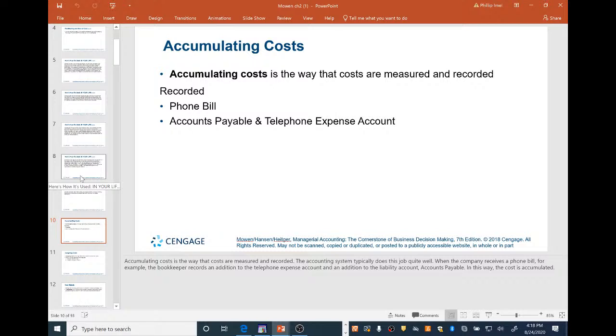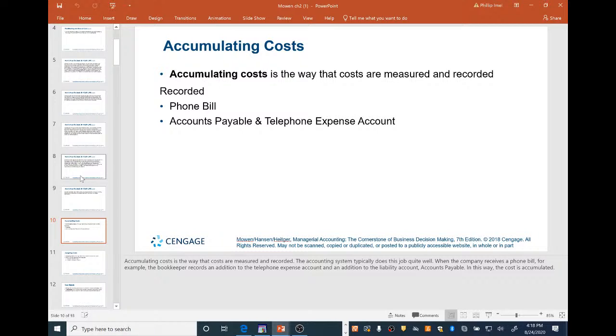Okay, so accumulating costs. Accumulating cost is the way that costs are measured and recorded. So what do we mean by accumulating costs? Let's think back to our principles of accounting classes, right? When we accumulate something or accrue something, what does that actually mean? We know a business has many costs throughout an operating period, right? By operating period, I mean a week, a day, a month, but usually it's broken down into months, quarters, and years, right? So they have many different expenses.